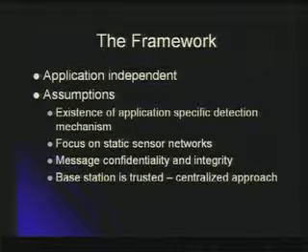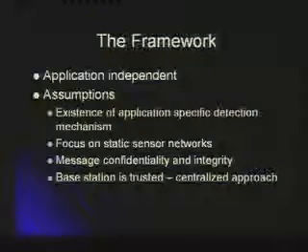Second, we focus on static sensor networks. That means once a sensor is deployed, its position does not change dramatically. One implication of this assumption is that the observation relationship between different sensors does not change once you deploy the sensor network. Then we assume there exist some basic security primitives to protect message confidentiality and integrity. So when a sensor issues an alert to the base station, we know that it is not compromised in transit, and we know who issued this alert.